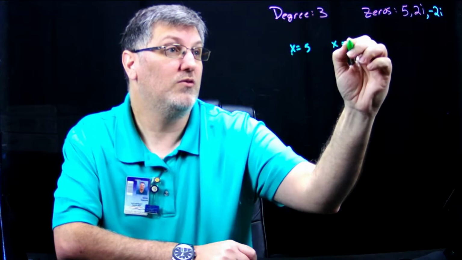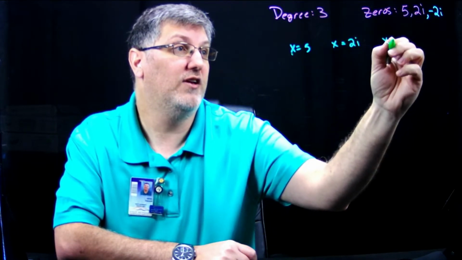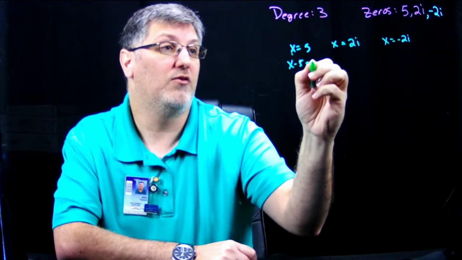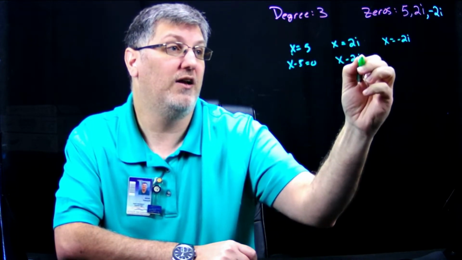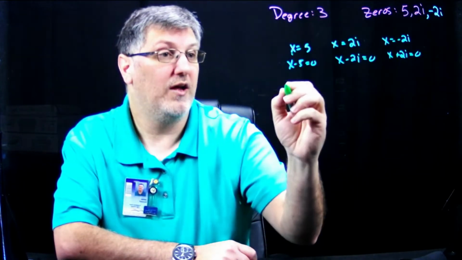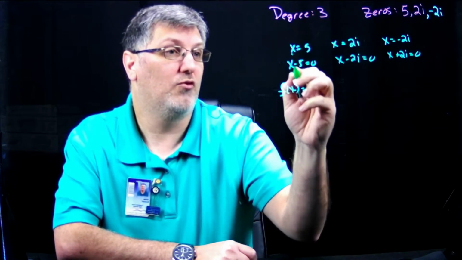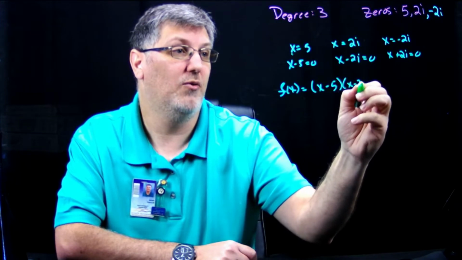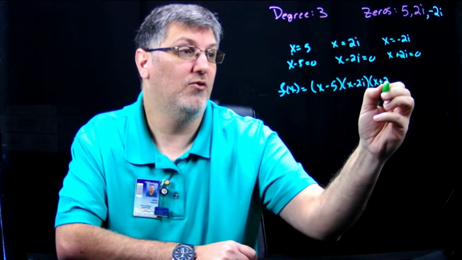We're going to write the polynomial just like what we were doing on the other videos. We're going to say x equals 5, x equals 2i, and then x equals a negative 2i. Subtract the 5, we've got x minus 5 equals 0, x minus 2i equals 0, and x plus 2i equals 0. Then we can go ahead and say f of x equals, write each of these as a factor, x minus 5 times x minus 2i, and then x plus 2i.